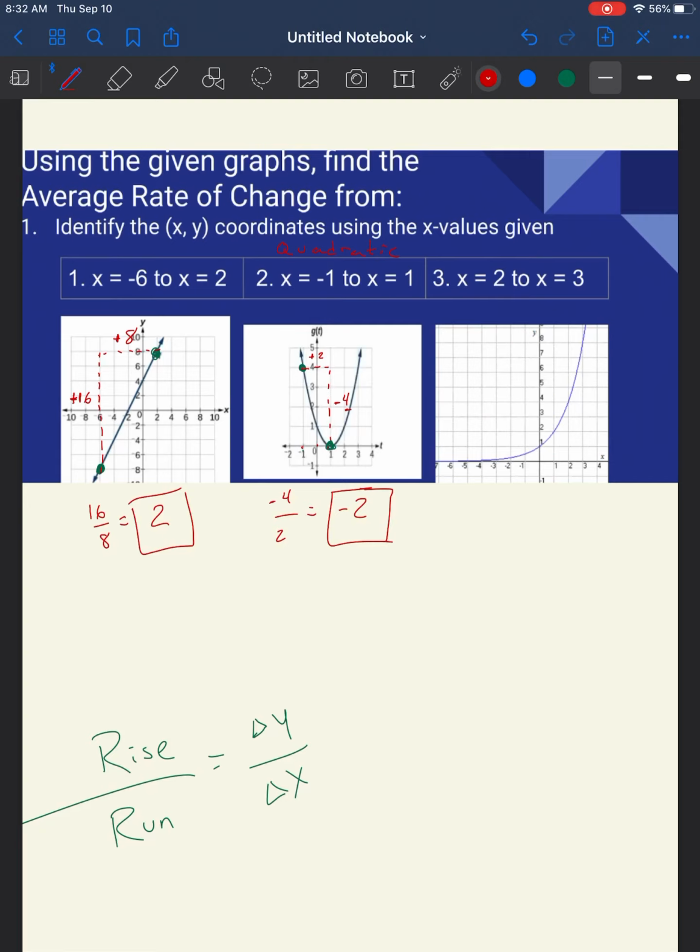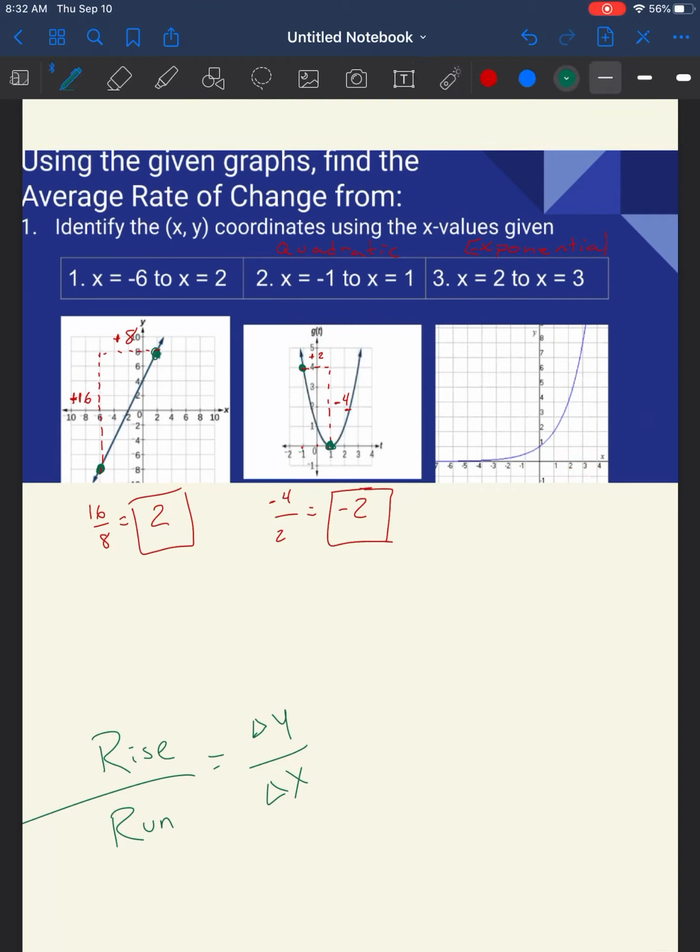All right, last one. So this is an example of another different function we talked about. This is called an exponential function. It's what you want your bank account to do. Notice it gets really, really big really fast. So here we are going from x equals 2 to x equals 3. So x is 2, x is 3. I'm going to put my dots in there.